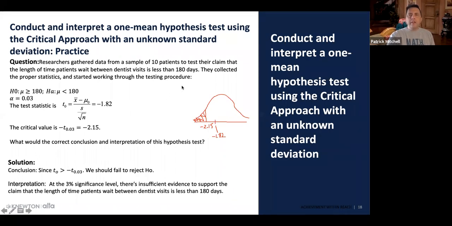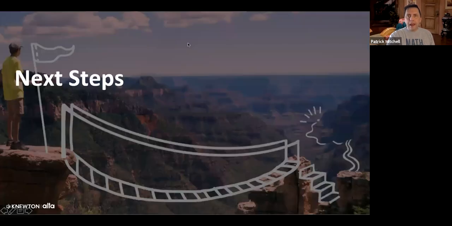All right. So that is the critical value approach to doing this kind of hypothesis test. In the next video, we will talk about the p-value approach, which is going to rely kind of heavily on technology. All right, so we'll do that in the next video, and that's going to do it for this one.